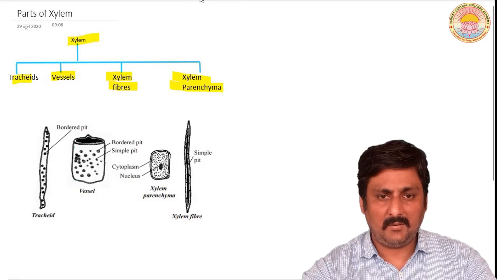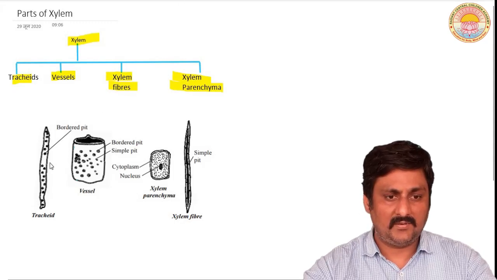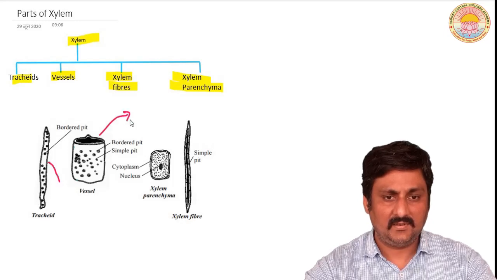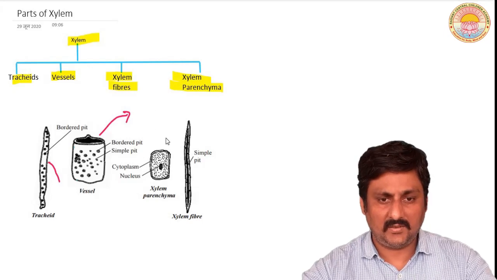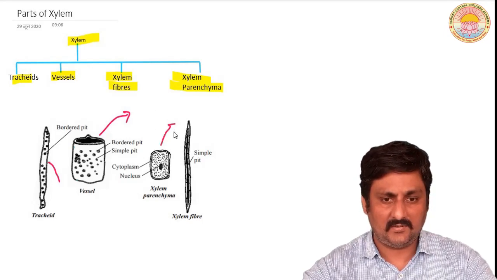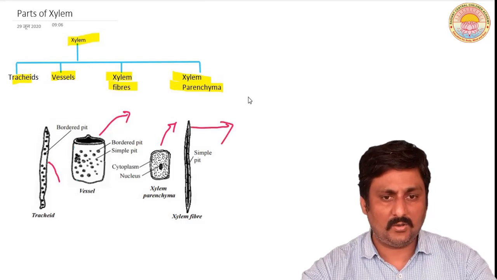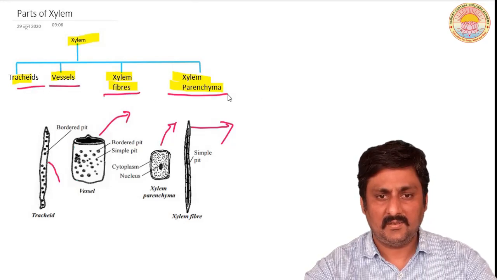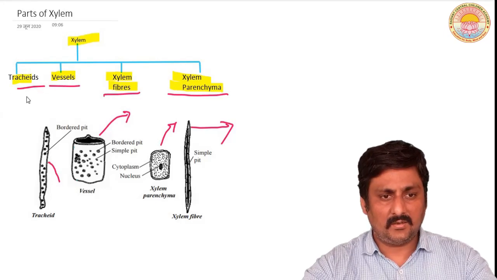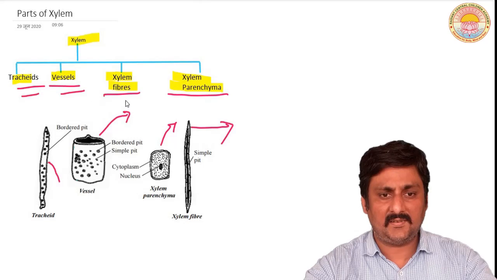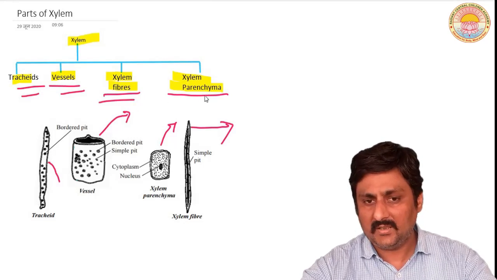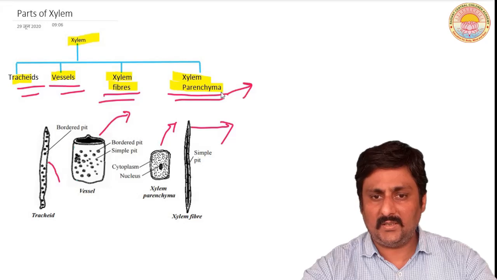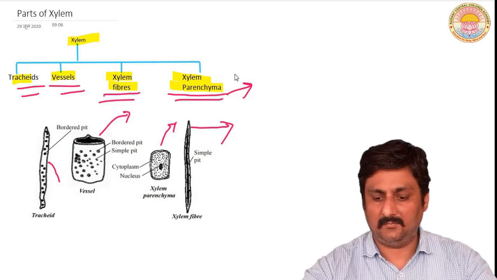Now, the diagram is also given. See the diagram. This is the tracheids. This is the xylem vessel. The third one is the xylem parenchyma, and this is the xylem fiber. So these are all the parts of the xylem: tracheids, vessels, fibers, and xylem parenchyma. The 3 parts, tracheids, vessels, and xylem fibers, are actually non-living. Xylem parenchyma is the only living part present in the xylem.